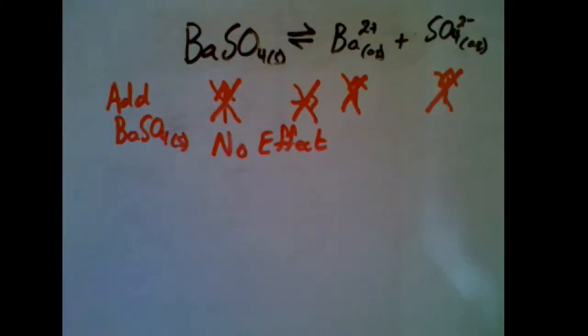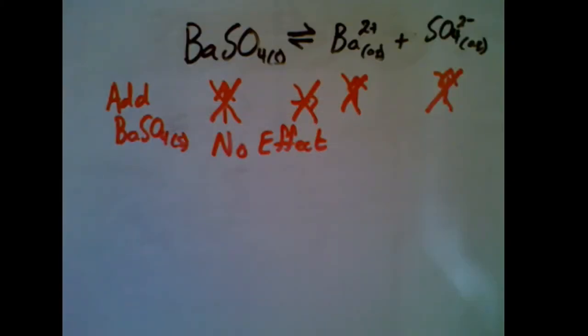When it's saturated, adding more solid won't allow you to dissolve any more because you've already dissolved the maximum amount that you possibly can. So a dissociation equation at equilibrium is a saturated solution. Adding more of the solid to that saturated solution will have no effect on the equilibrium.